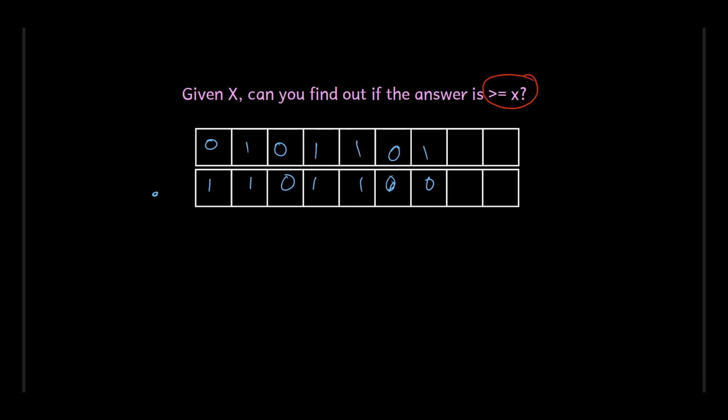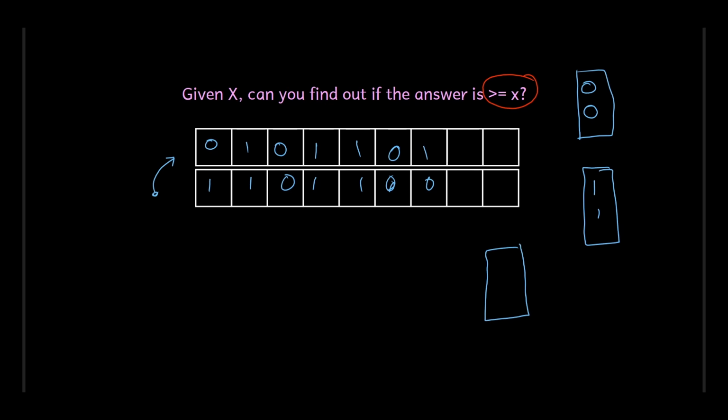So in this reduced version, what is the final state that we want to achieve? What final states are achievable? Final states could either be 0 0, or 1 1, or 0 1, or 1 0.